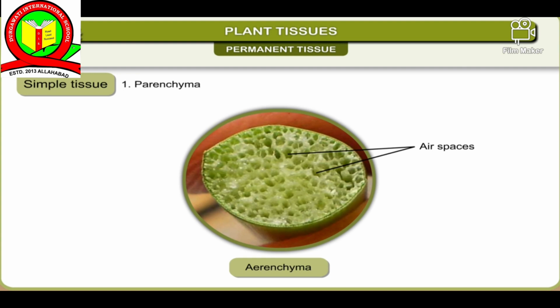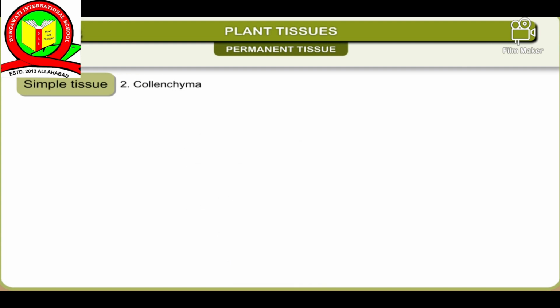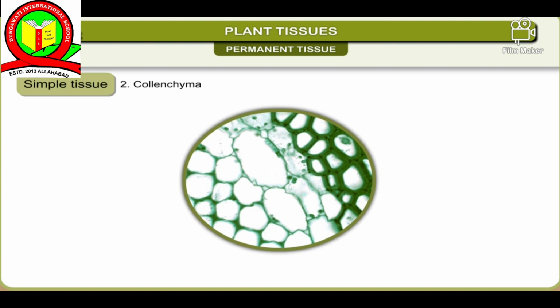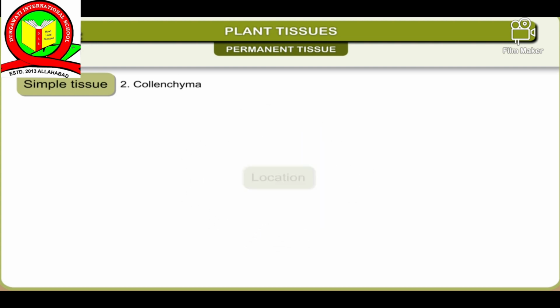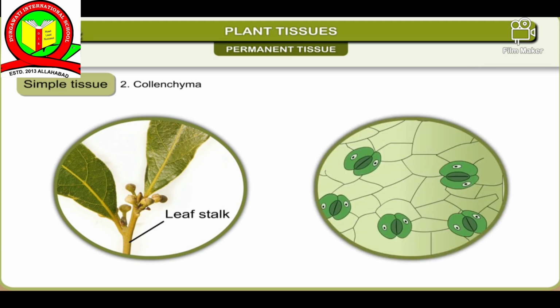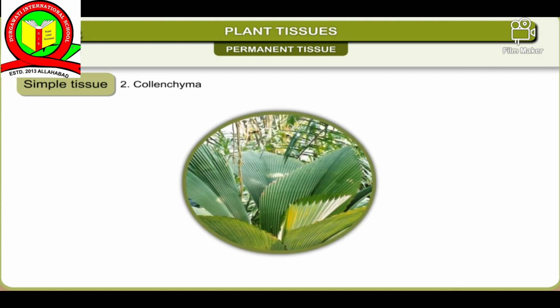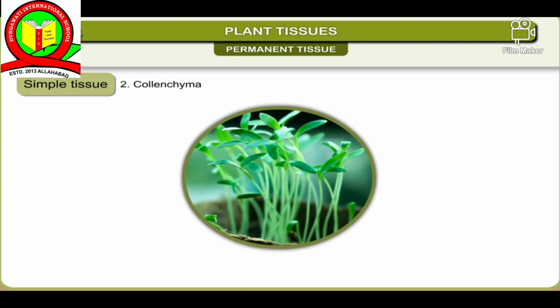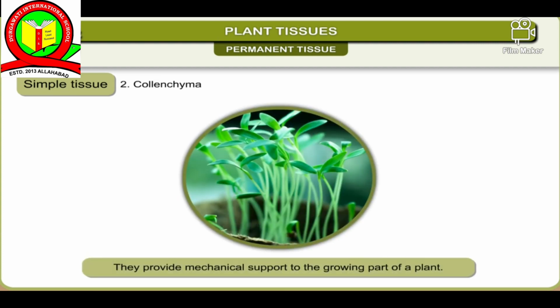Second kind of simple tissue, collenchyma. The cells in this type of tissue are living cells and they are thick at the corners. There are very little or no intercellular spaces between the cells. Location: collenchyma cells are found in leaf stalks and epidermis of dicot stems. They are absent in monocot plants. Function of collenchyma: first, they provide mechanical support to the growing parts of the plant. Second, they also provide strength to the leaves and stems.